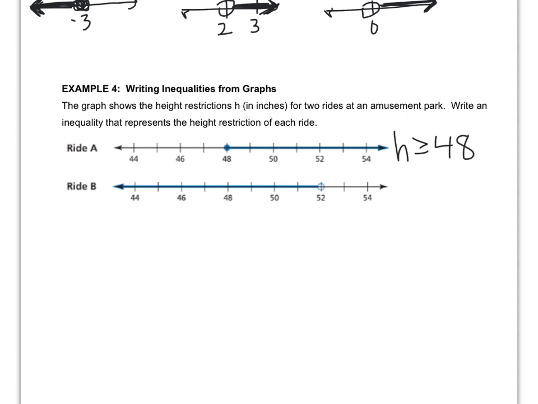And then for the other one, we're not allowed to be equal to 52, so it's going to be not one of the equal signs, and then we're going to the left. So this would be like a ride for little kids. So it's h is less than 52.